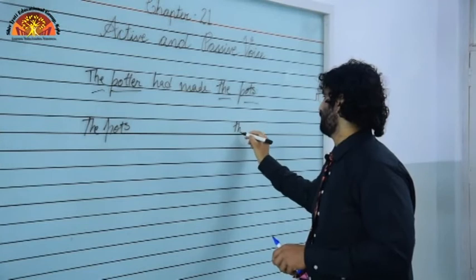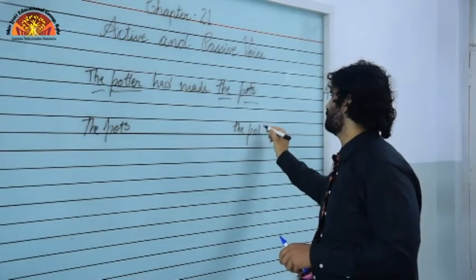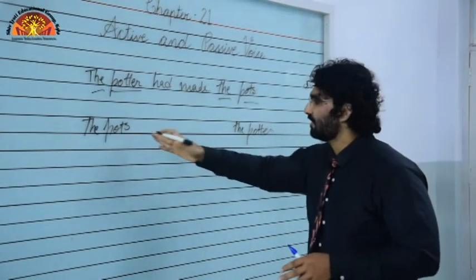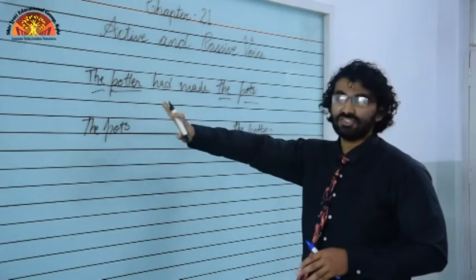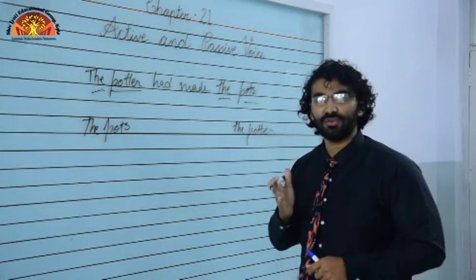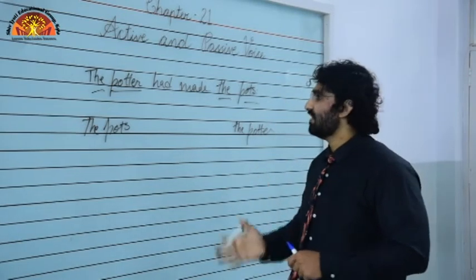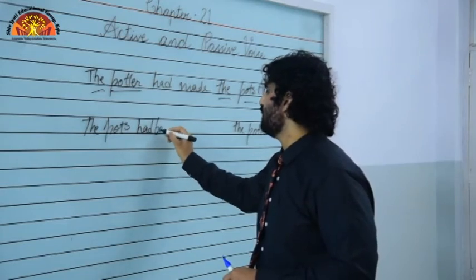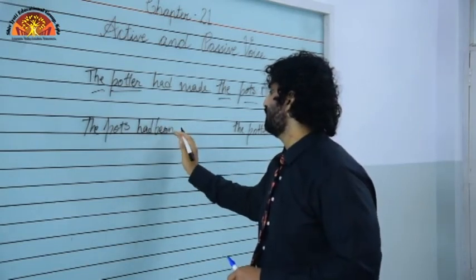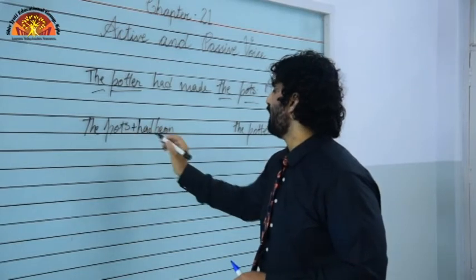The potter. Now fill in this place. Please, I'm going to need your help to fill in this space. Since it's the case of past perfect, what should we bring in? We will bring in had been. Always, always, always and forever. In past perfect, we will bring in had been.